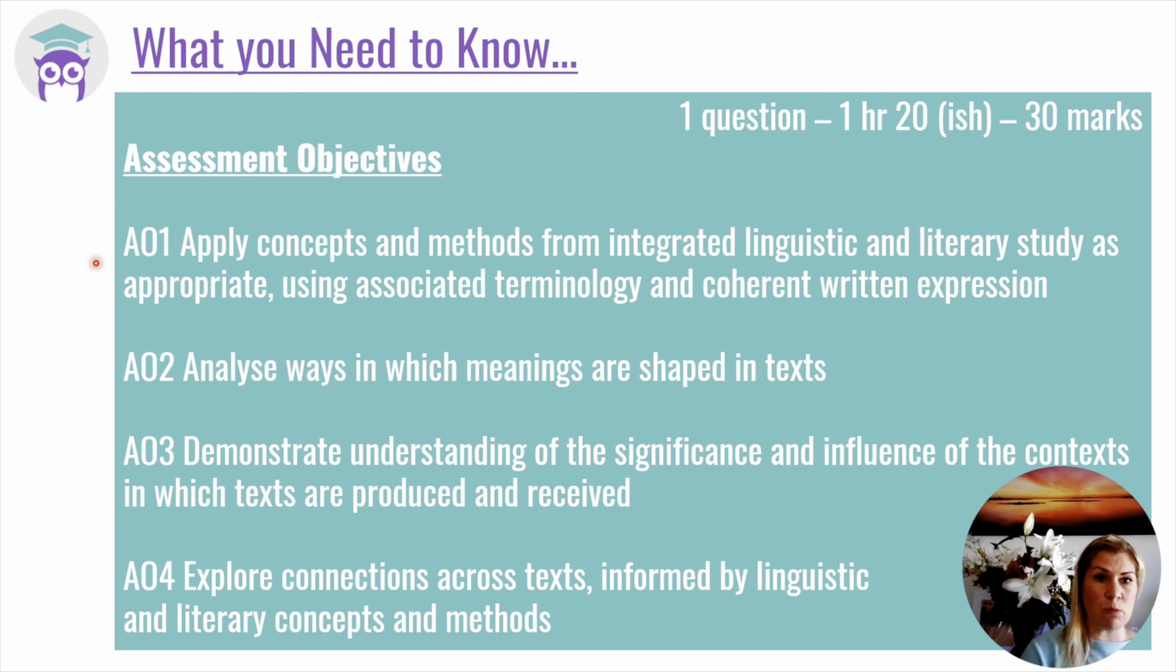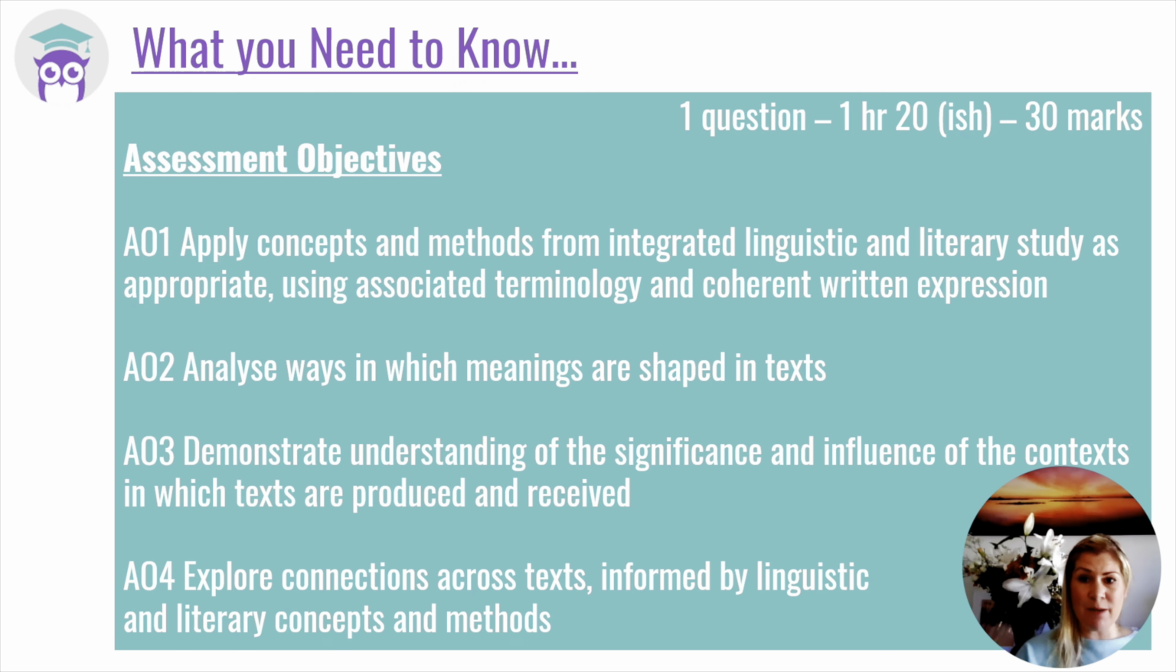Just like with the unseen text in Paper 1, you are looking at all of the assessment objectives bar the ones that we reserve for coursework. So we've got making sense, answering the question, using terminology. We've got analysing literary and linguistic concepts, which basically means language, structure and form. We've got context, in which texts are produced and received, and we have got connections across texts. So this is another one where your comparison is important, okay? And I'll talk you through that more in a moment.